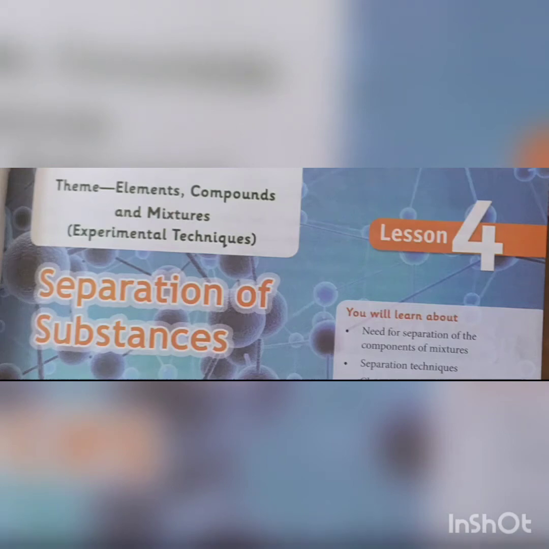Morning students. Today we will start the new chapter, chapter number 4, separation of substances. We have studied about mixtures in the last chapter. Mixtures are the impure substances which are formed by mixing two or more substances in any proportion. So it contains the undesirable components, and these components can degrade the properties of substances, so they are needed to be removed.